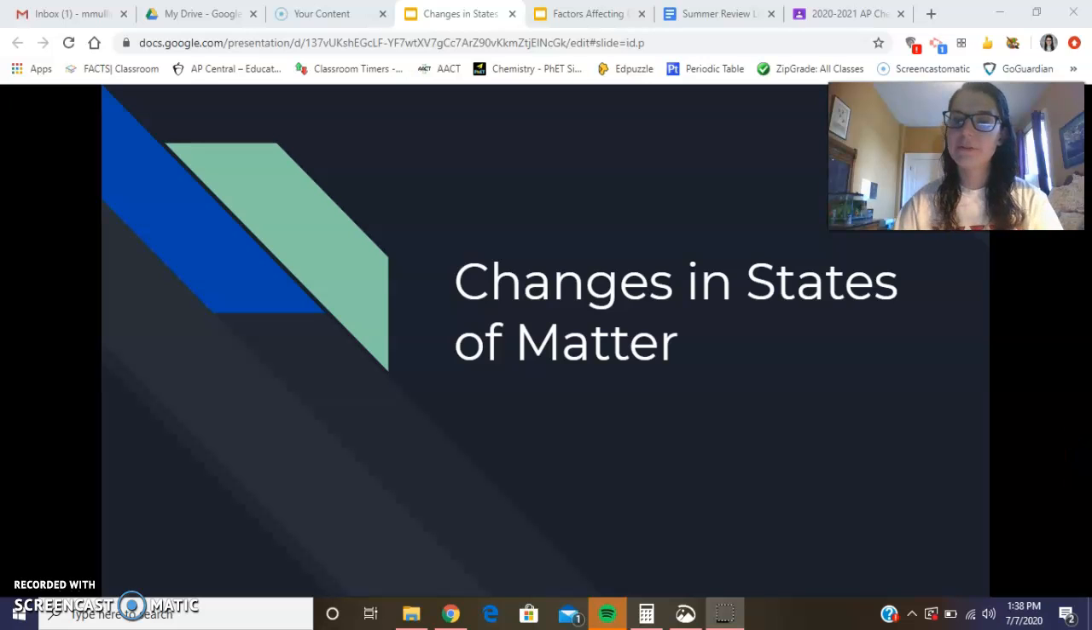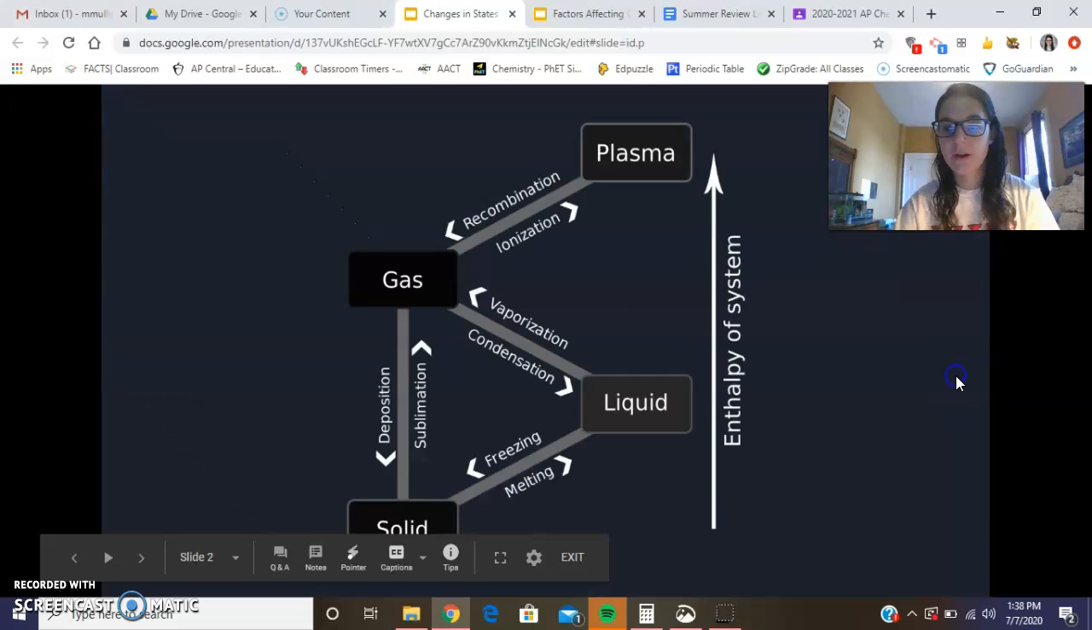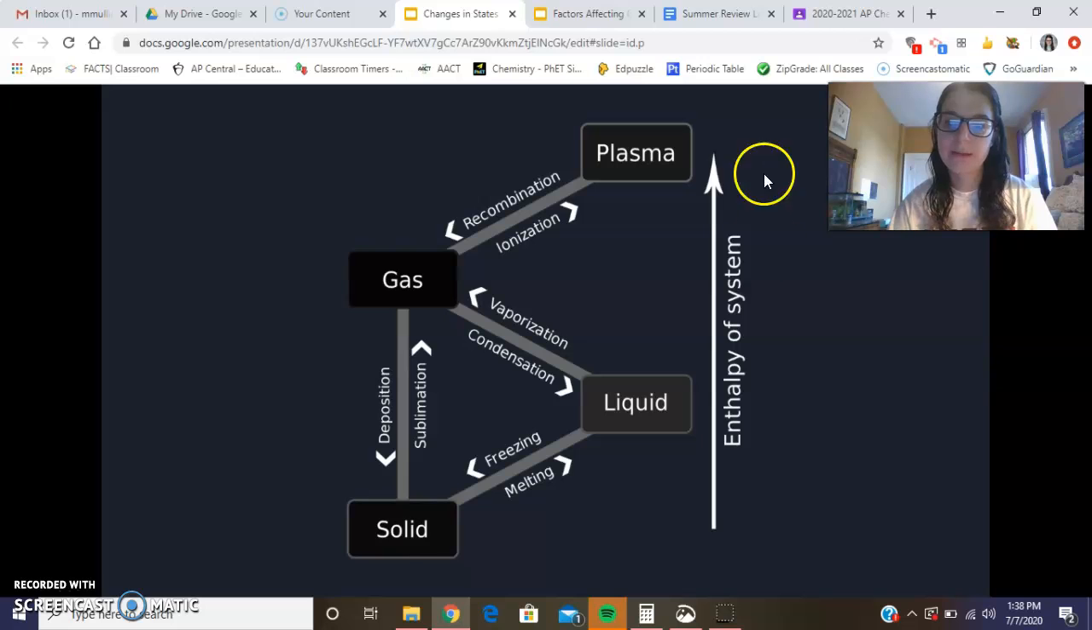In this video, we will be reviewing changes in states of matter, so going from one state to another. This flowchart has the four states of matter. We don't really talk about plasma too much yet. We will be focusing on solid, liquid, and gas for now, and the changes that occur between them.